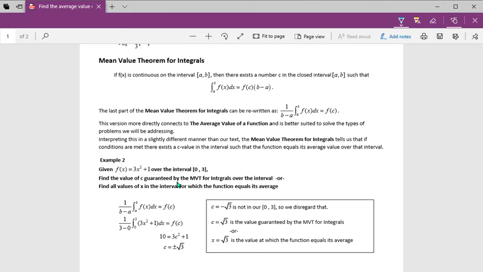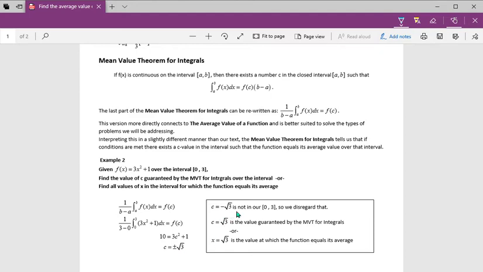What it's asking us for, find the value of c guaranteed by the mean value theorem for integrals over the interval, or another way to ask the same question, find all values of x in the interval for which the function equals its average. So the left-hand side here, we've already done that. That's the average value of the function. Refer back to the top half of the page. We've calculated that to be 10. The right side of the equals f of c, we're just going to take c, plug it into our function, and that gets us to here. A couple basic algebra steps gets us c values of plus or minus root 3.